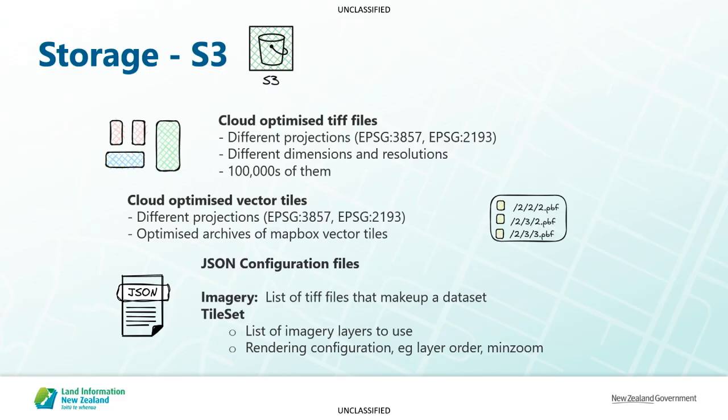And then we have some configuration files. So this tells our basemap system what layers are available to it and what order they want to build a map in. So what zoom level certain layers should turn on and off at, and what order they should be.